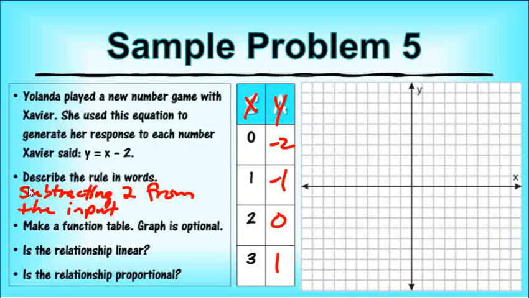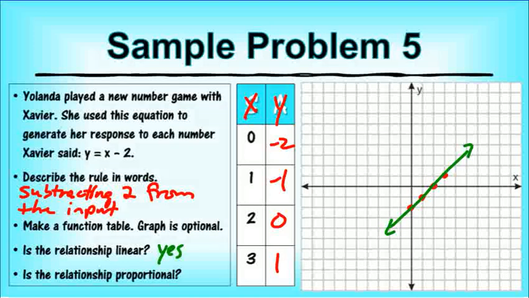And I'm just going to graph this very quickly. I got 0, negative 2. Got 1, negative 1. Got 2 is 0. And I got 3, 1. Draw a line here. Is the relationship linear? Yes, it forms a straight line.